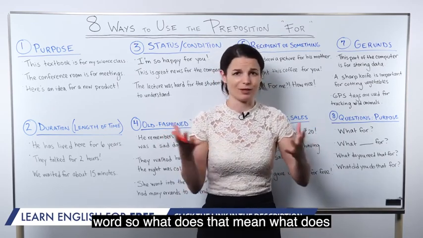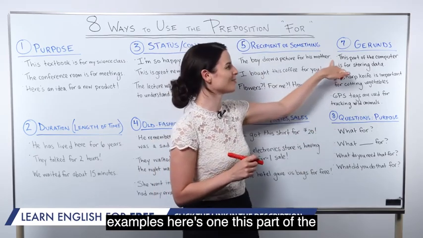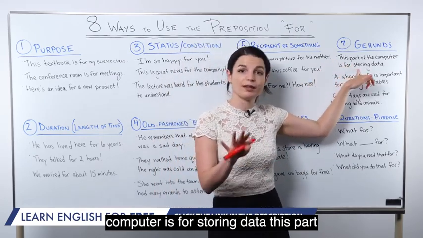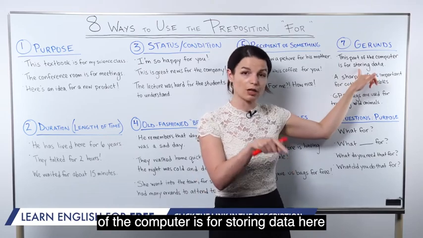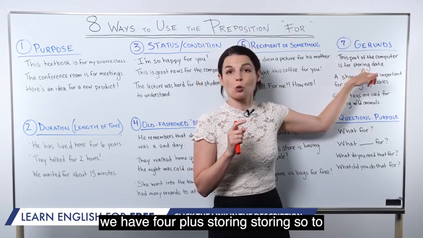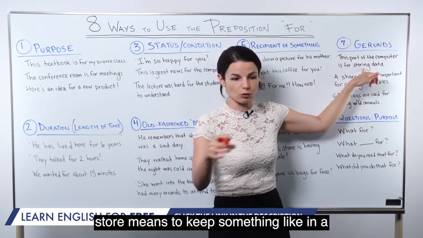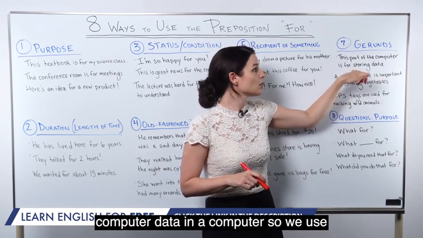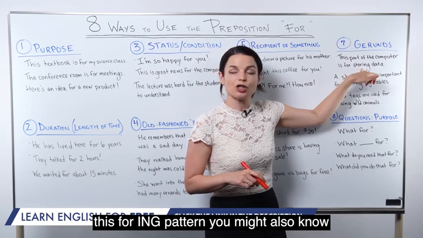So what does that mean? What does that look like? Let's look at some examples. Here's one: This part of the computer is for storing data. Here we have for plus storing. So to store means to keep something, like data in a computer. So we use this for plus ing pattern.